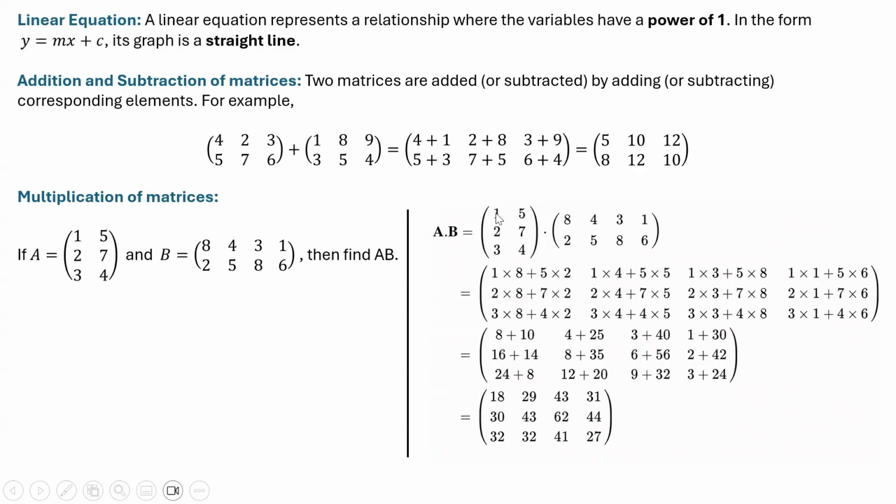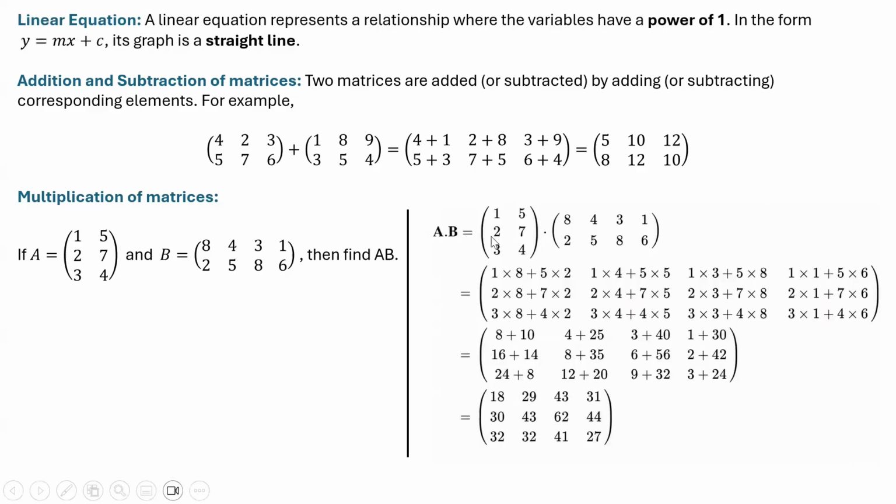Similarly, 1 will go with 4 and 5 will go with 5. So what will happen here? 1 times 4 is 4 plus 5 times 5, 25, and you'll get something like this. Similarly, 1 will go with 3 plus 5 will go with 8, and then 1 with this, 5 with 6. You'll complete the first line of this matrix.